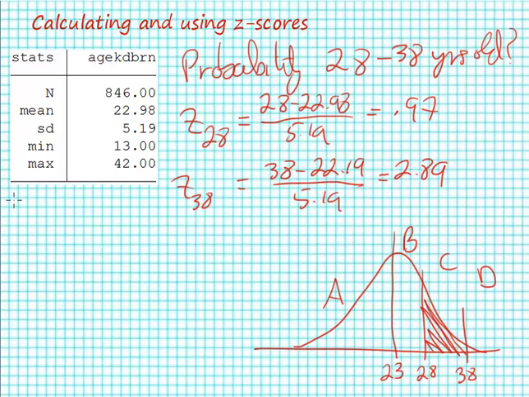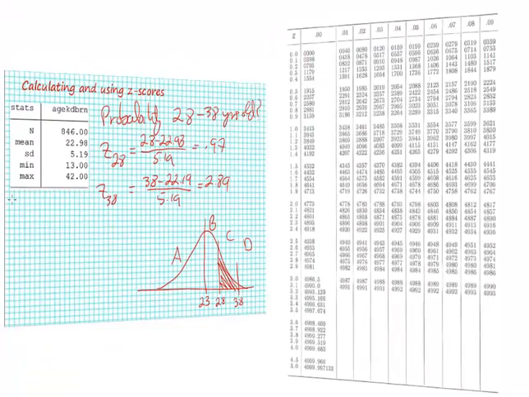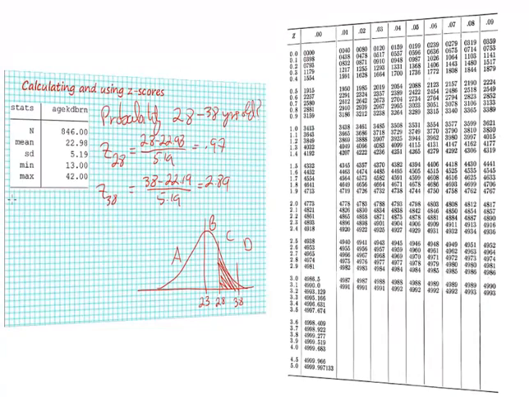And now we have to turn to our z-table and look up the area under the normal distribution between 23 and 28. That's associated with the z-score of 0.97. And between 23 and 38, which is associated with the z-score of 2.89. I have two z-scores, one for a woman 28 years old and one for a woman 38 years old. Respectively, the z-scores are 0.97 and 2.89.